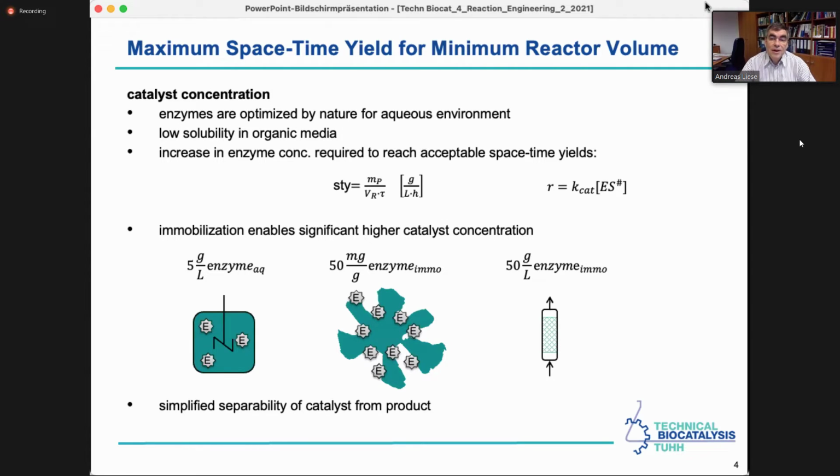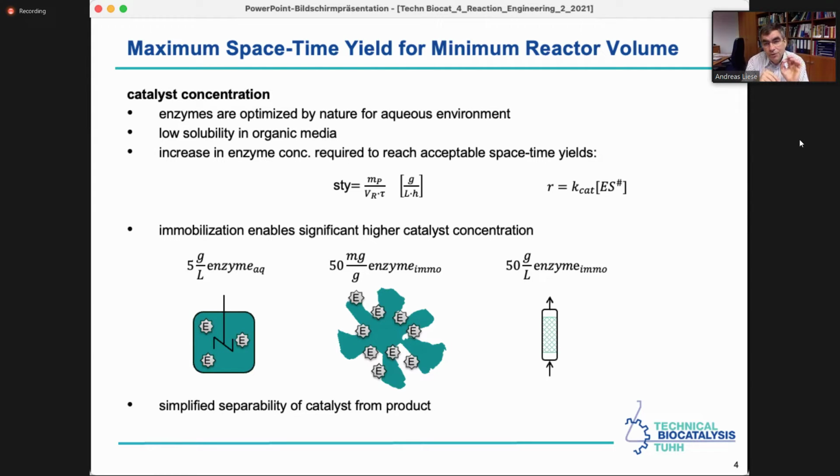And the term we're thinking about, space-time yield, is defined, just for repetition, as the mass of product divided, for a continuous process, by the reaction volume V_R times the residence time that we have set for this continuously operated reactor. Space-time yield is expressed in grams per liter and hour, or kilograms per liter and day would be the unit.